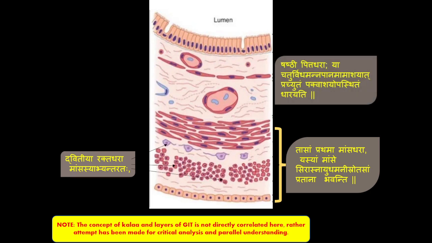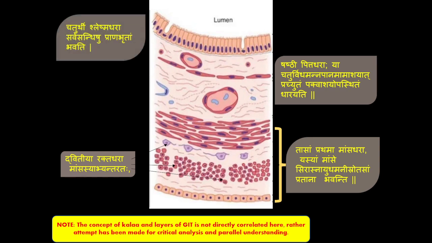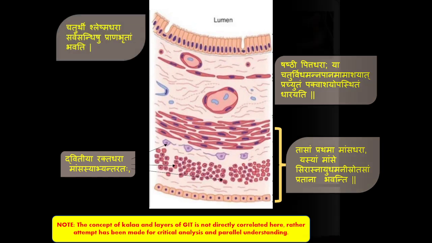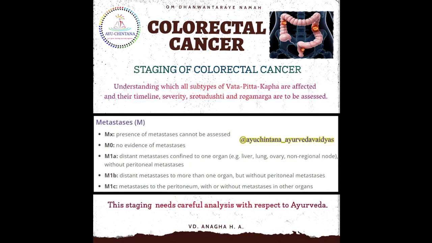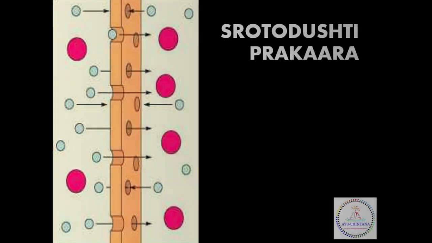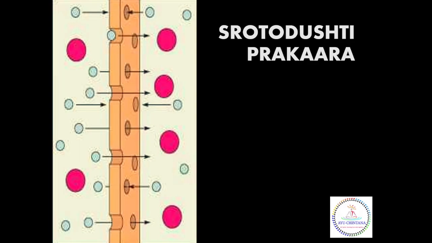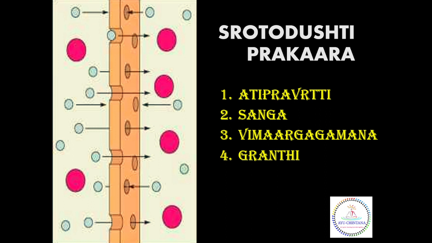Then, coming to the nodal status, we have a range of levels here, from NX, where nodes cannot be assessed, to N2B, which is involvement of greater than or equal to 7 nodes. Then metastasis understanding and staging. The combined understanding of the stages of nodes and metastasis can be further viewed comprehensively under the concept of Srotodushti Prakara. As we all know, there are 4 kinds of Srotodushti: Atipravritti, Sangha, Vimarga Gamana, and Granthi.